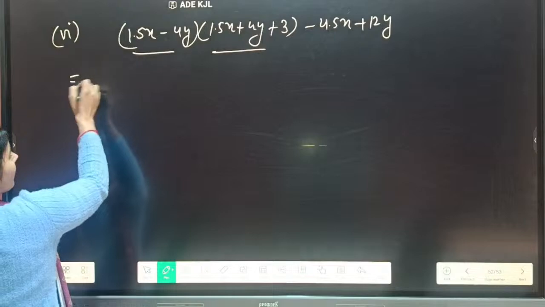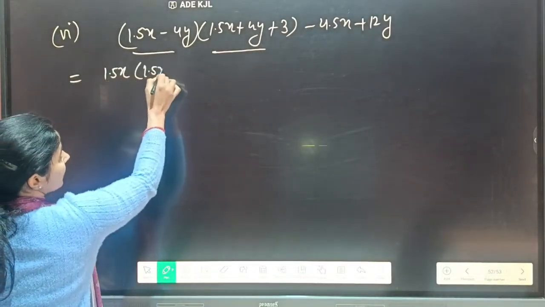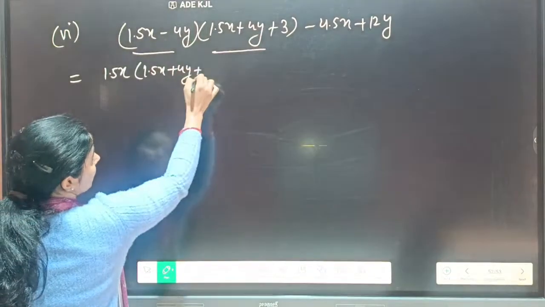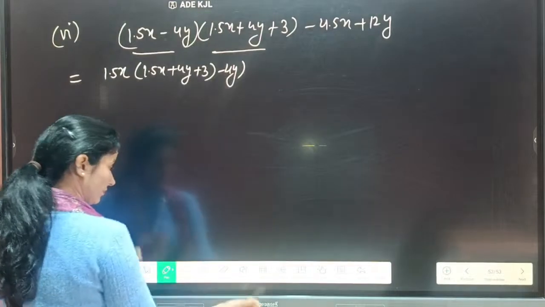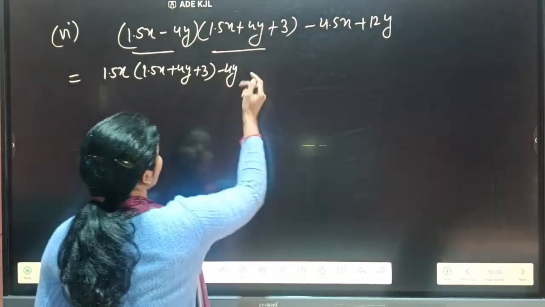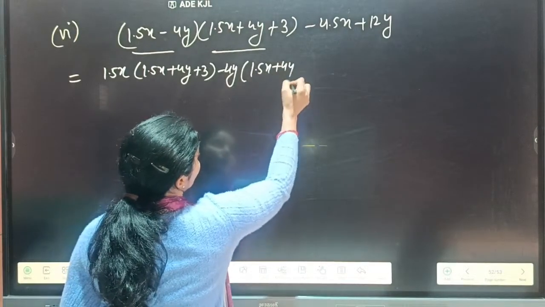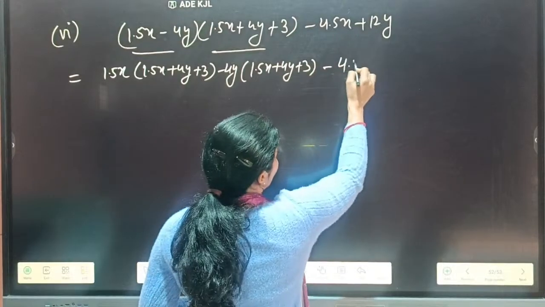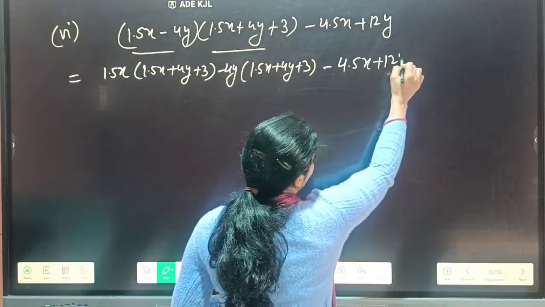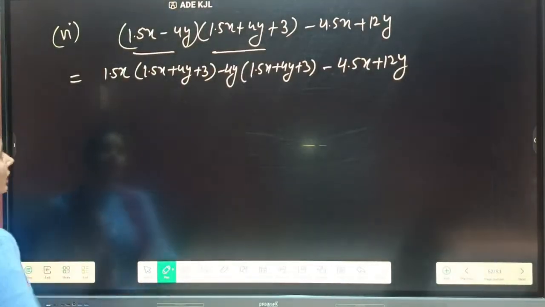Okay, 1.5x with 1.5x plus 4y plus 3, minus 4y with 1.5x plus 4y plus 3, minus 4.5x plus 12y.